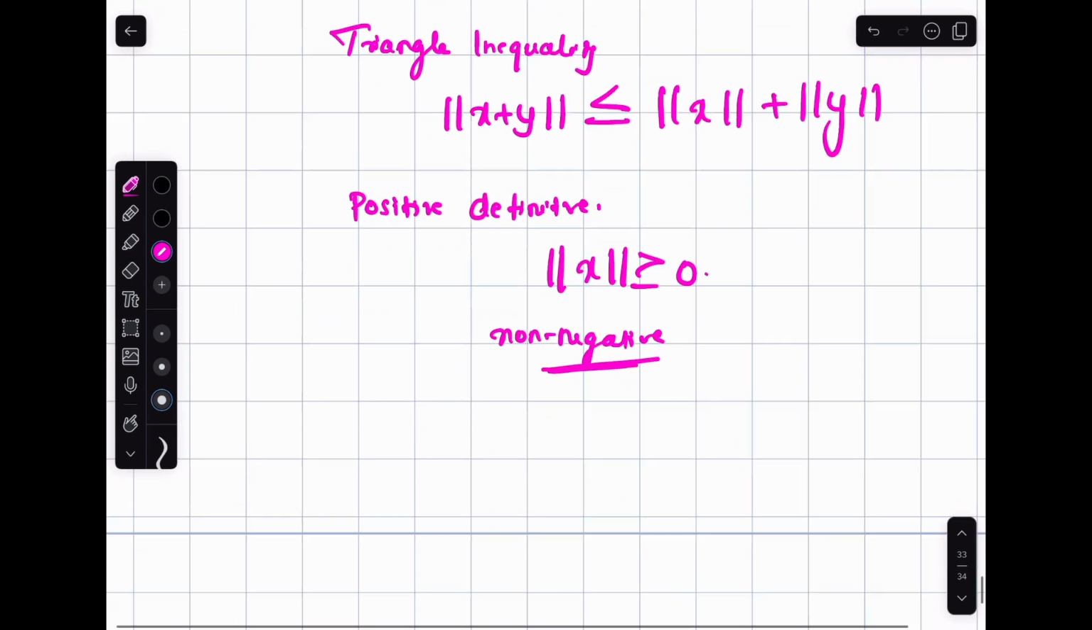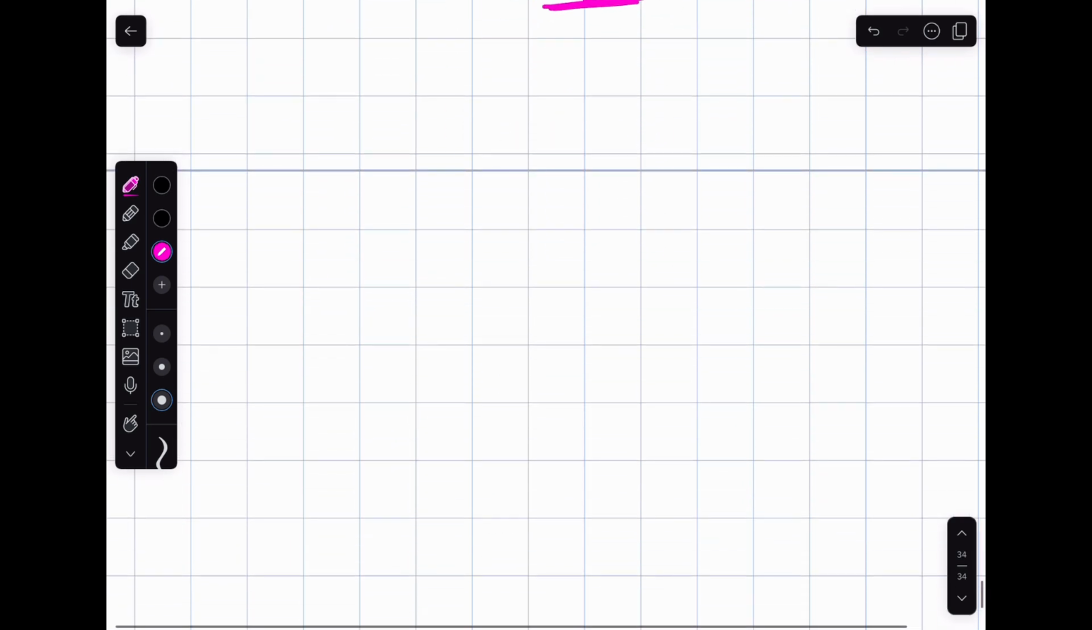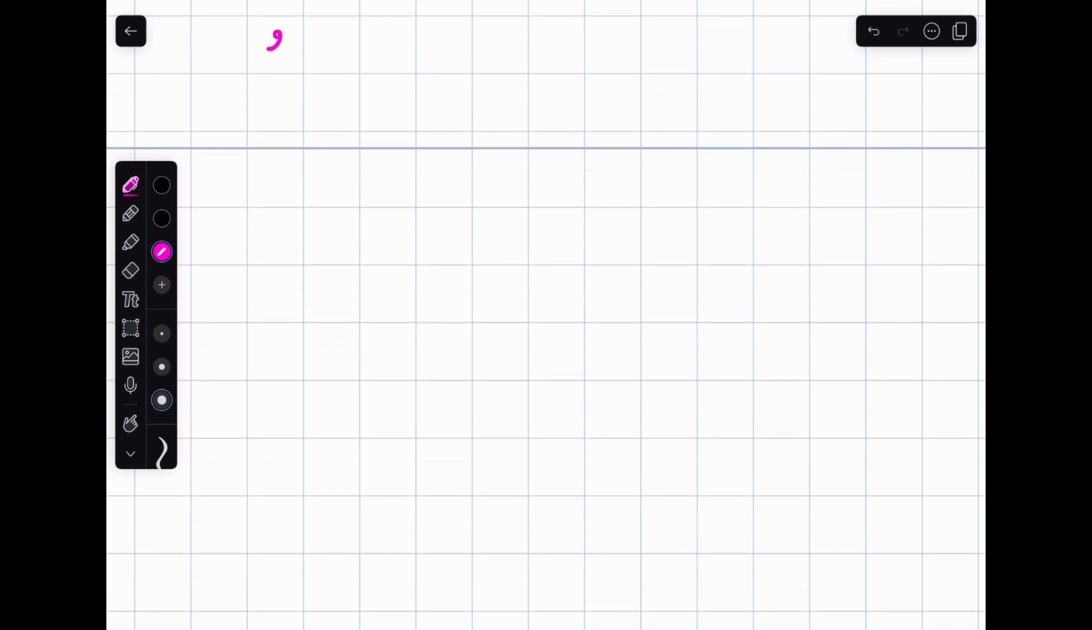Let us dive into the next section of the video, that is how many kinds of norms there are. There are many kinds, but precisely we are going to study two kinds of norm. The first one is the Euclidean norm, and the second one is the Manhattan norm. Directly we will see the formula for it, and will not waste any time.